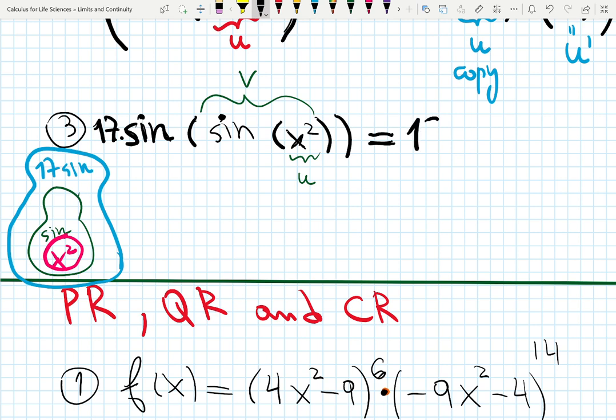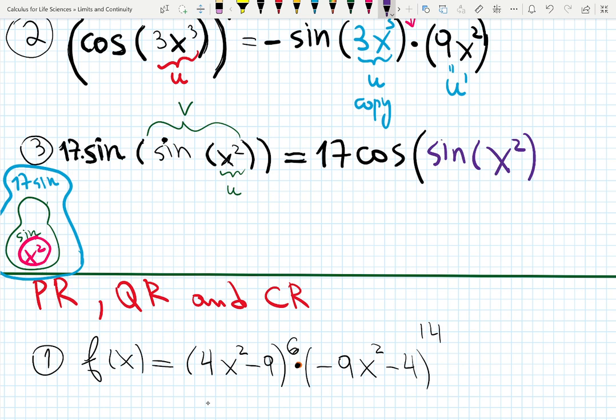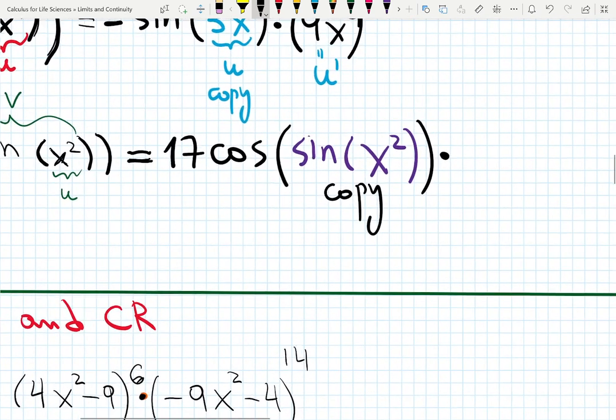17 cosine of that something. Does that make sense? And you have to copy it because you're not allowed to touch it yet. So again, I will copy the whole thing because I'm not inside yet. So copy. See the trick? This is the complicated step that you cannot touch it right away. You have to have two products in this case because you do chain rule twice.